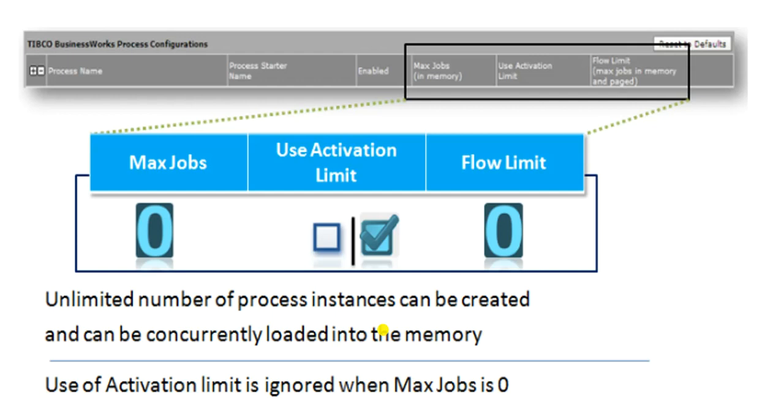And in this case, the activation limit checkbox becomes meaningless because we haven't specified any paging, or we haven't restricted the number of process instances to be loaded into the memory. This is a default scenario, and ideally whenever we are working in our production environments, we should not go with this default setting. Rather, we should always take into consideration our memory resources, our CPU resources, and accordingly we should specify a max job, flow limit, as well as this checkbox for activation limit and our thread count value as well.